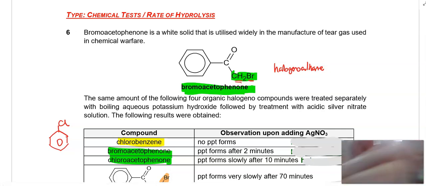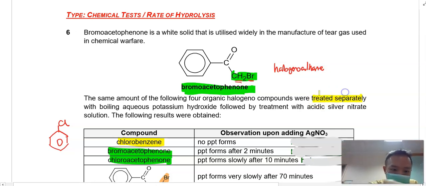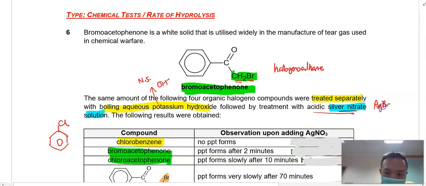If you look at the question context, they were treated separately with boiling aqueous potassium hydroxide. So recall, aqueous potassium hydroxide, heat, you're doing your nucleophilic substitution. Your OH minus is the nucleophile. So basically the Br will be replaced with OH, and then you kick out Br minus, which you then test for using silver nitrate, and you get your different AgBr, AgCl kind of precipitates.